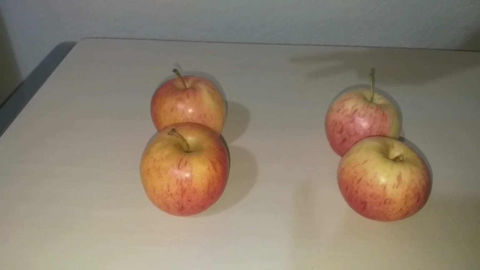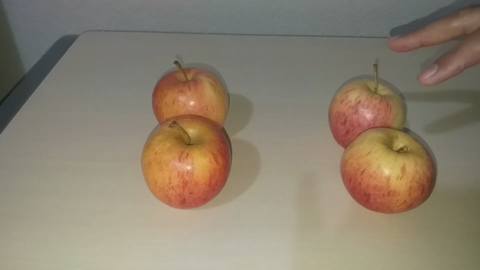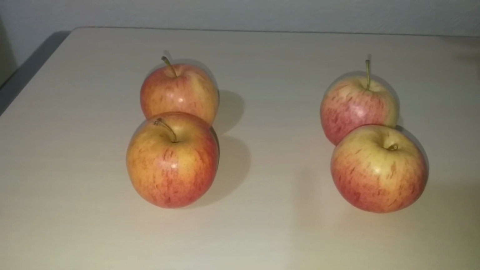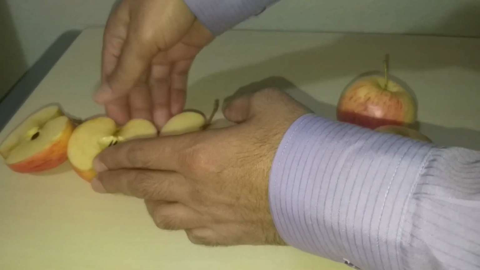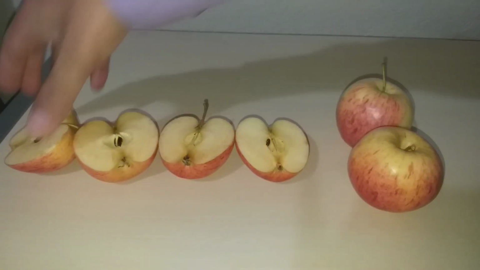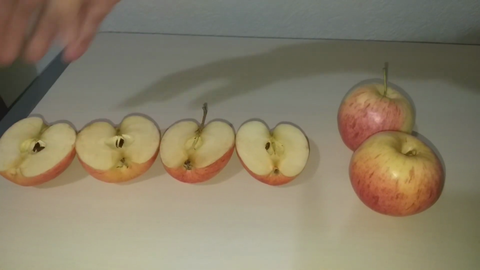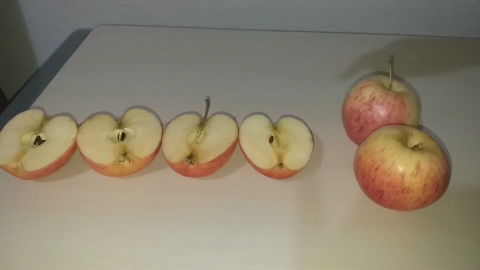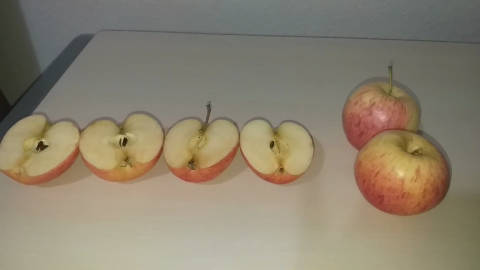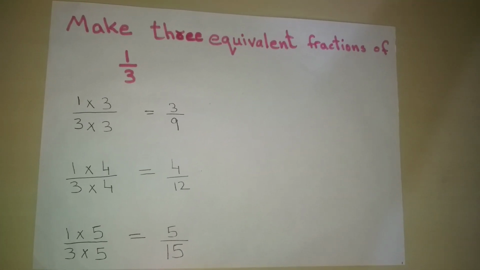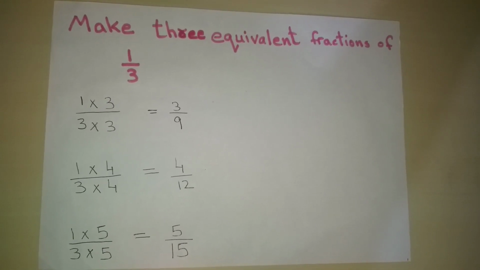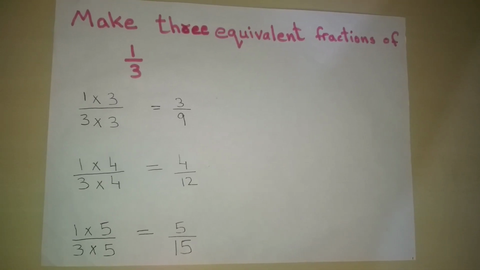Now I will take another example. In this example, these two apples are equal to these two apples. But if I change these two with these four pieces, which are actually two full apples cut in half, now we can say that these four pieces are equivalent to these two full apples. I hope those examples will help us to understand the difference between equal and equivalent to some extent.